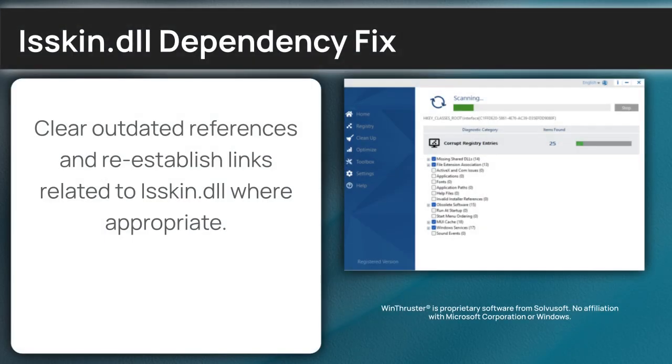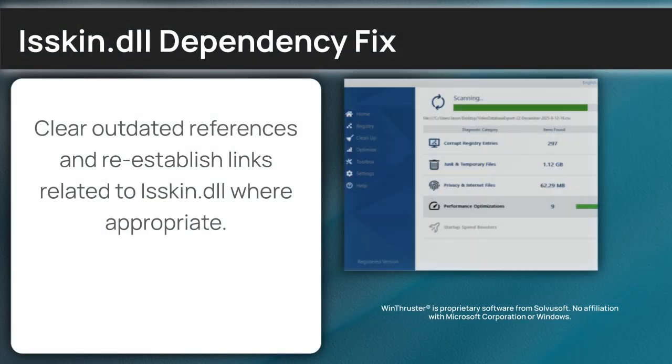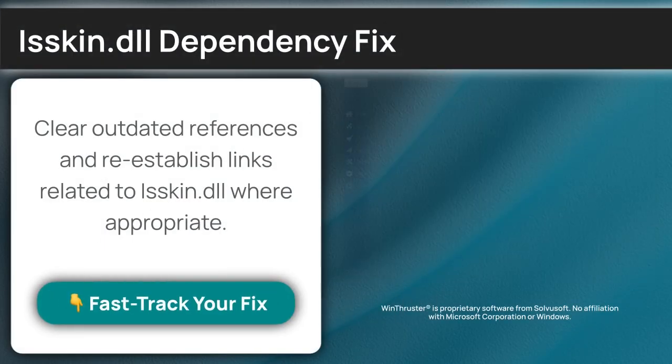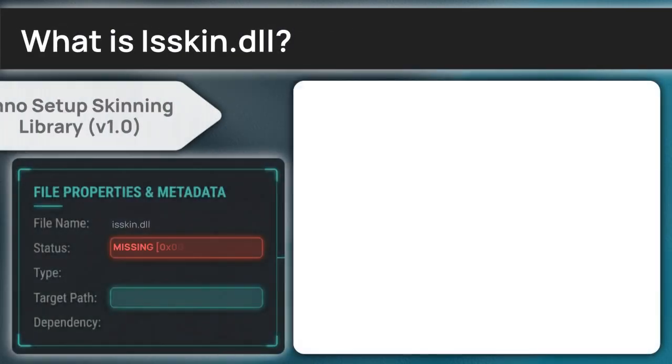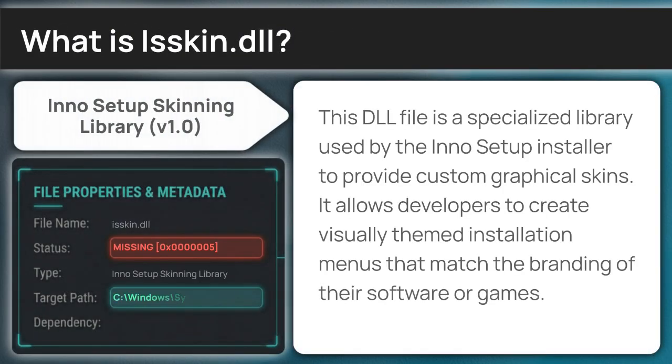Before we get started with Isskin Library, you may want to try the diagnostic path below to ensure your system is properly synchronized. This DLL file is a specialized library used by the Inno Setup installer to provide custom graphical skins. It allows developers to create visually themed installation menus that match the branding of their software or games.